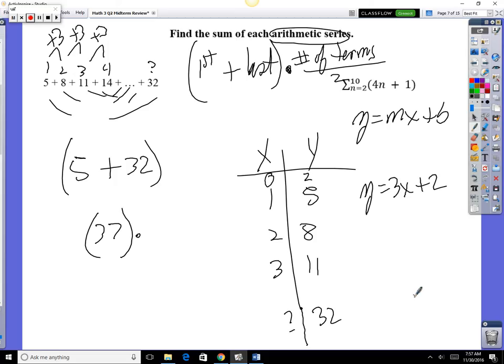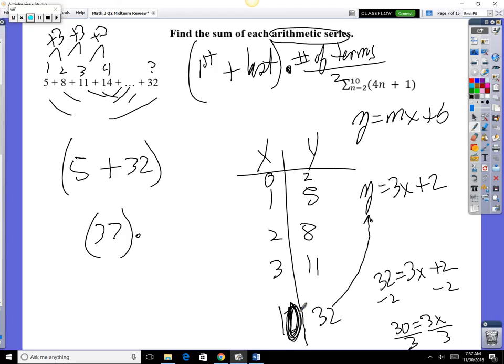And you know the y is 32, so you're going to put 32 there. So you're going to go 32 equals 3x plus 2. Now solve for the x. So you got to undo the 3 and the 2. Minus 2, 30 equals 3x. Divide by 3, divide by 3. The x is actually 10. So that means the 10th one is 32.